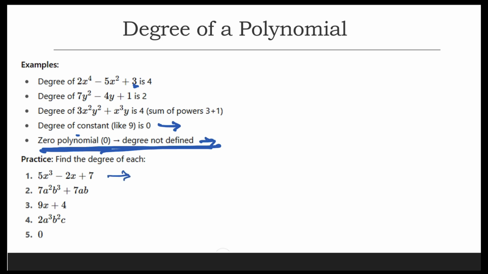Now let's come to the practical example. Here the highest power is 3. Here the highest power is 1, here the highest power is 0, so the degree of this polynomial is 3.